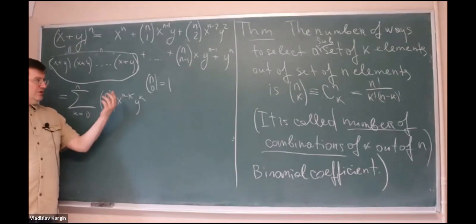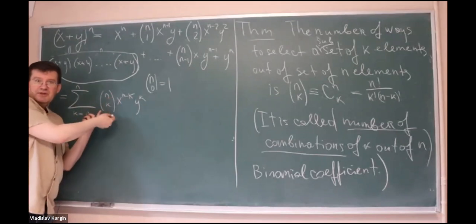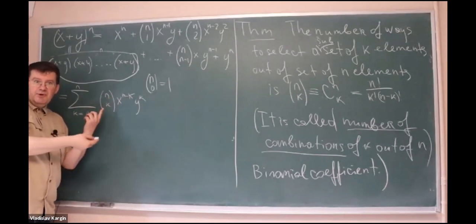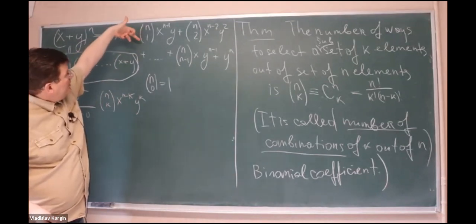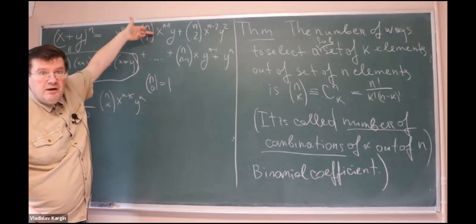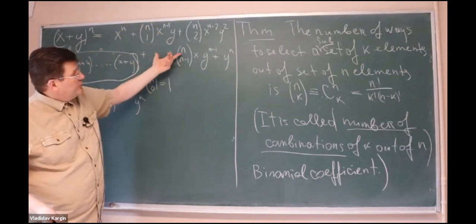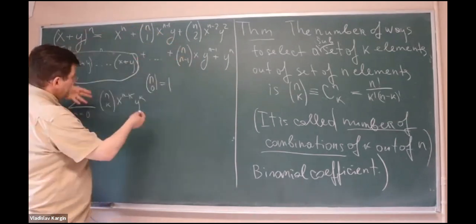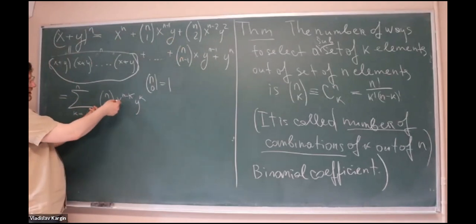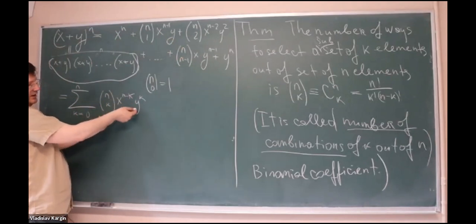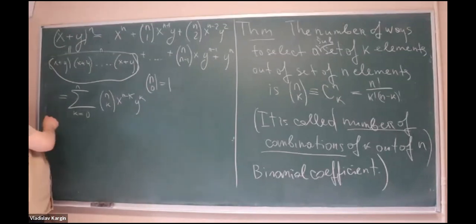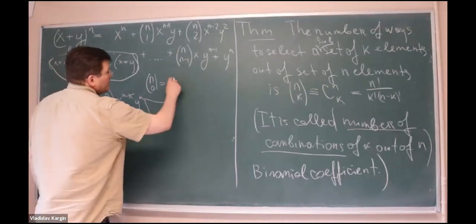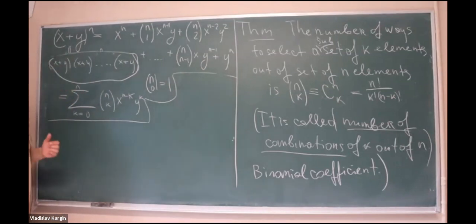Or you can switch. The coefficients are symmetric, right? We wrote down that n out of 1 is also equal to n out of n minus 1. And so everything is symmetric. So in principle, you can write here x to the power of k and y to the power of n minus k. Doesn't matter. And this is the reason why it's called a binomial coefficient.